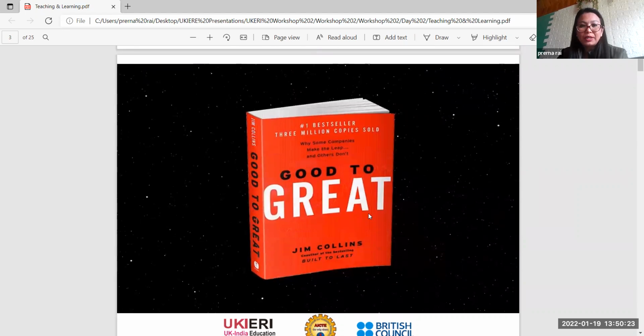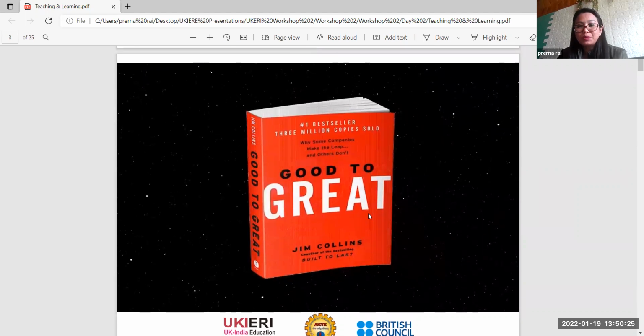So this is a book. If some of you are from management, you might know this. It's the book Good to Great by Jim Collins. This book is basically for management study and applying it in companies, but we can surely implement the concepts given in this book in our organization as well. It seems to be very good. So, is there any difference between good and great?